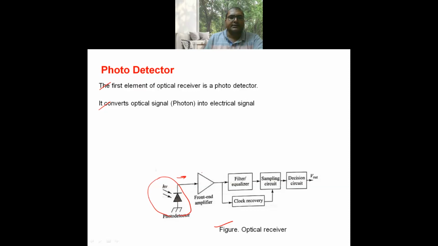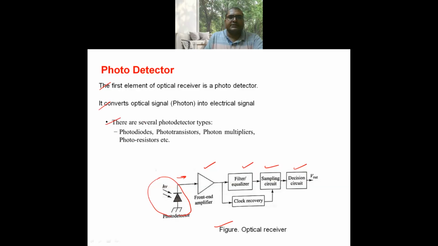In an optical receiver, the photodetector is followed by a front-end amplifier, filter and equalizer, sampling circuit and decision circuit. There are several photodetector types: photodiodes, phototransistors, photon multipliers, photoresistors.